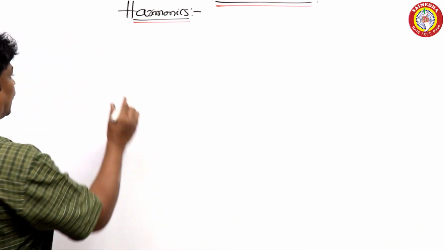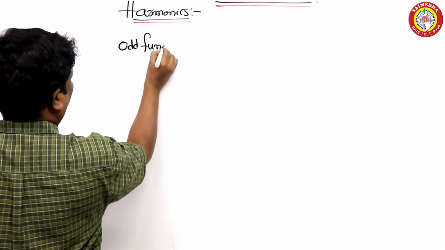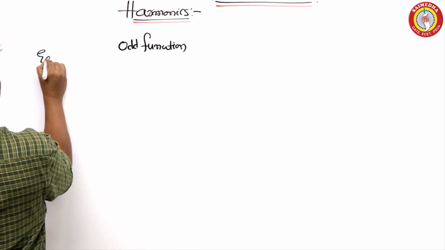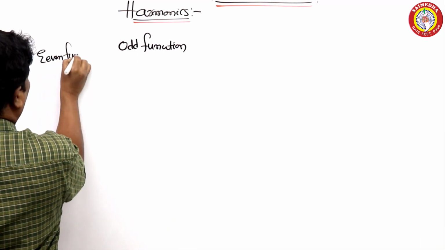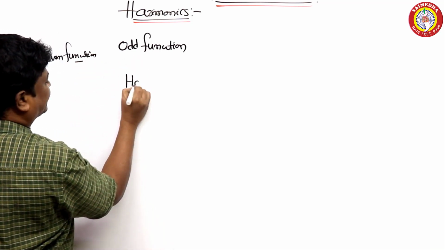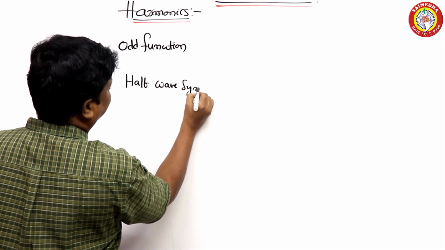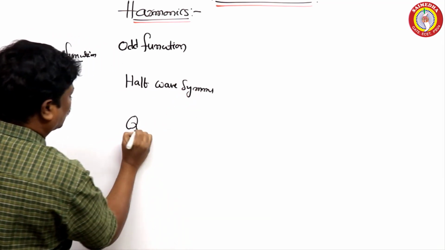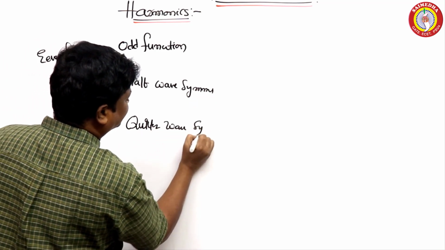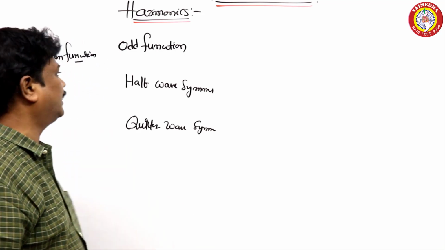So our functions are like odd function, even function, half wave symmetry, and quarter wave symmetry. Like this, different waves will be available, and with these we have to calculate.